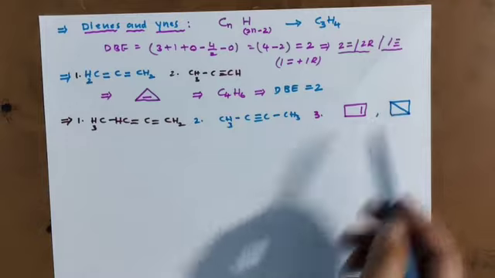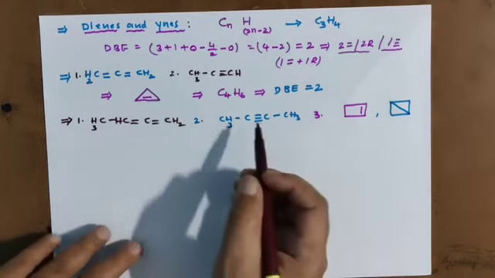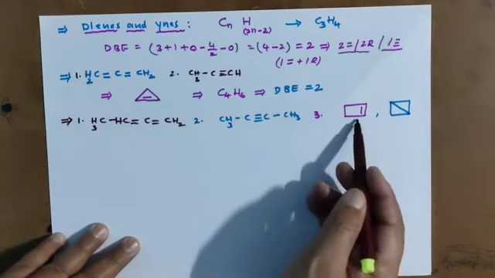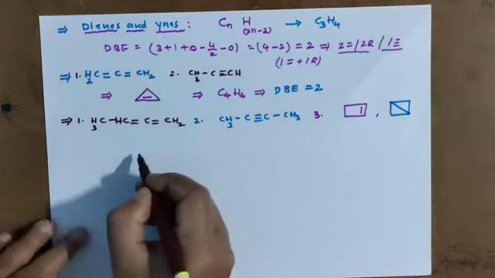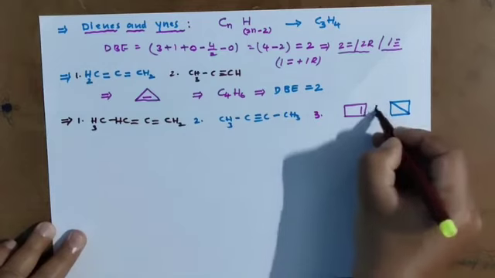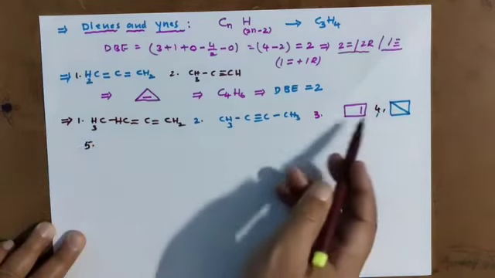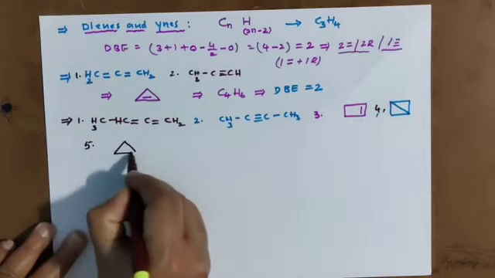Bicyclic, no? 2 rings are there. Now a double bond and a ring we can show: 1 double bond, 1 ring. This I have shown here. If a 4 carbon cyclic ring is there, then a 3 carbon cyclic ring is also possible.